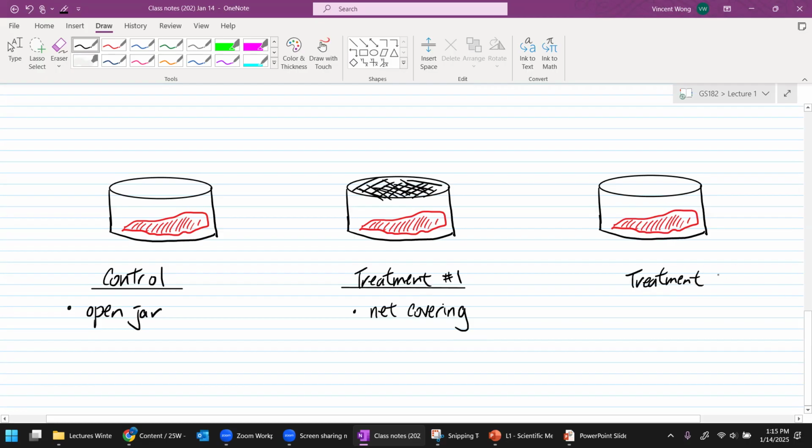And treatment number 2. This one is gonna be sealed. And I'm sure they didn't have saran wrap back then. I'm not sure what he sealed it with. Maybe a piece of cloth, but it's sealed. Sealed jar. All right.